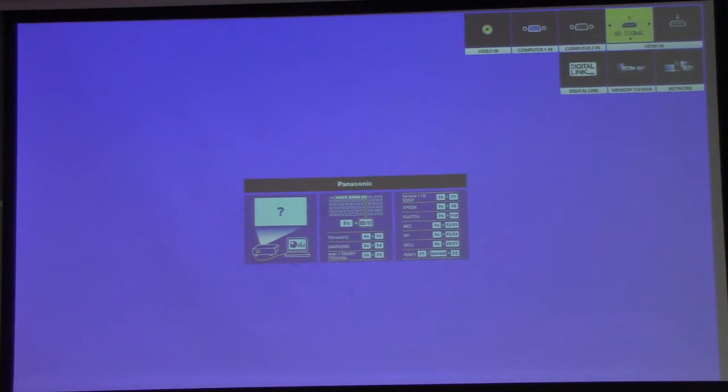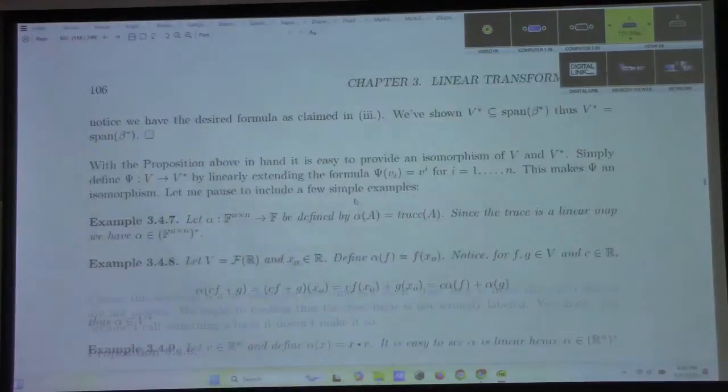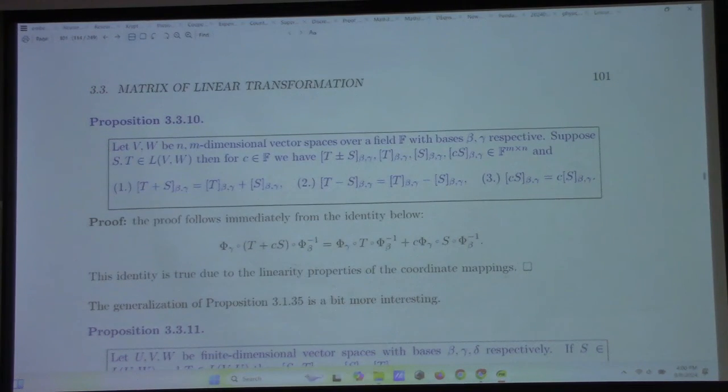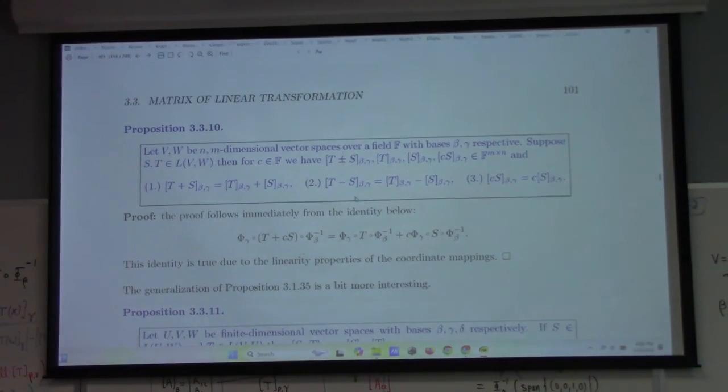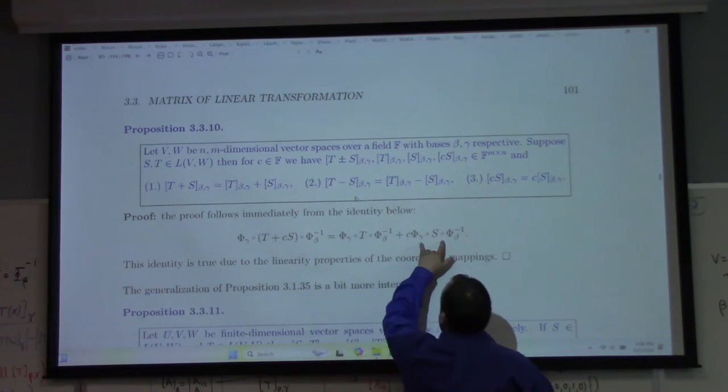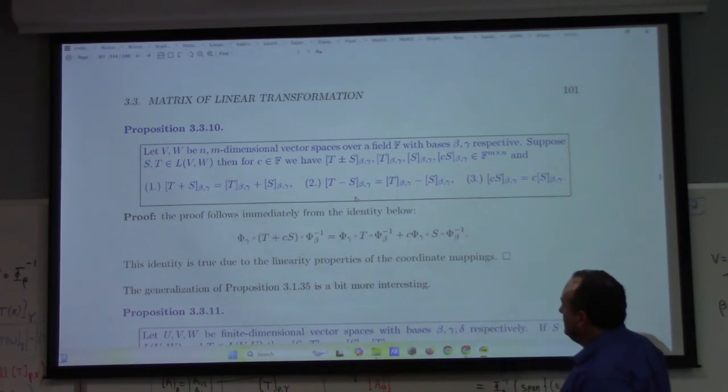And similarly for scalar multiplication. What do you think the matrix of the identity transformation is? It's the identity matrix, right? No surprise there. The proof of these all rests on the fact that I can write the matrix for the transformation so that I can connect it to the standard basis, and I already know these properties for the standard basis, so I can just rip them off from that to this if I want. How did I do it here? Well, if you take phi gamma composed with this, composed with that, it's this and that. And that is due to the identity property and linearity properties of the coordinate mappings.